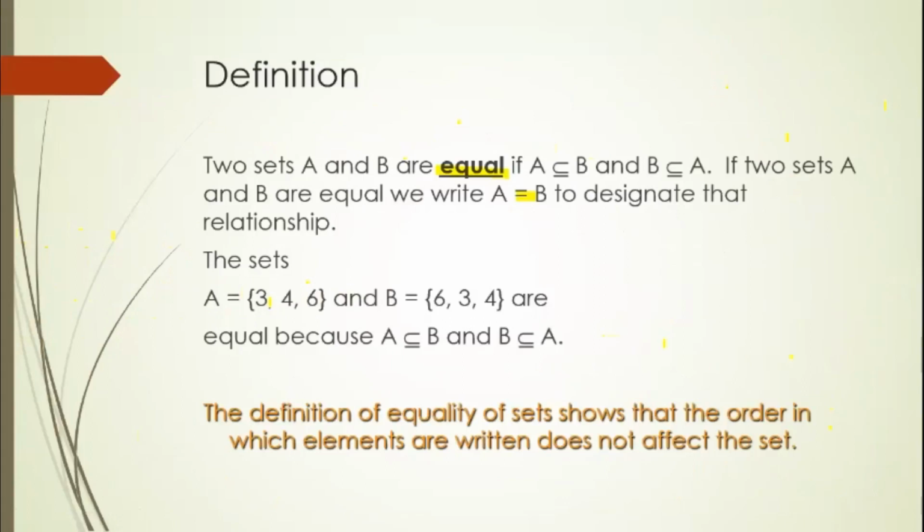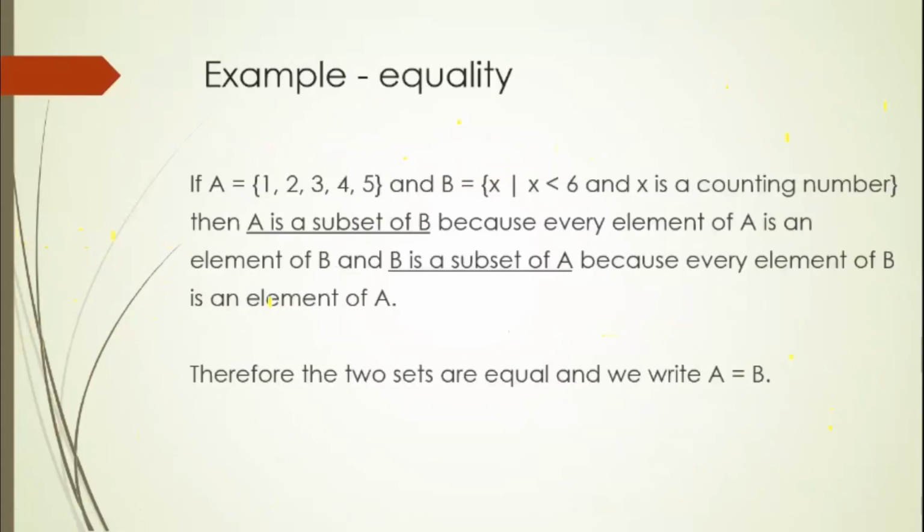The definition of equality of sets shows that the order in which the elements are written does not affect the set. Another example, 1, 2, 3, 4, 5. And if we express this into its corresponding roster form, that would still be 1, 2, 3, 4, 5. And they are both subsets of each other. So therefore, we can write it as A is equal to B.